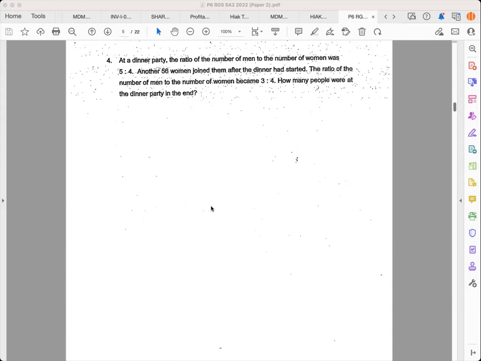So this is pretty simple. Let's record the ratio. The first ratio, before the extra women joined, the men to women ratio is 5:4. So the change is 56 women joined, from here. And the ratio becomes 3:4.